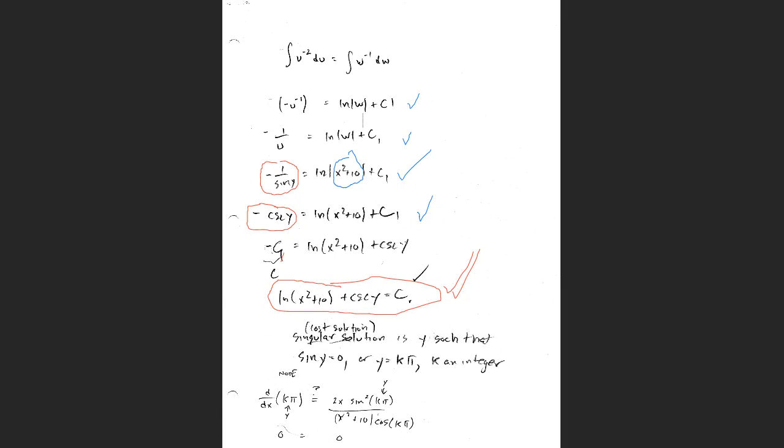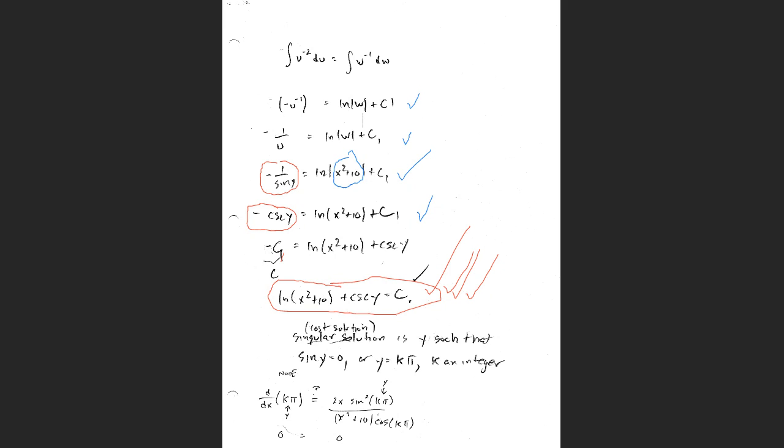Well, now you know where they got it from. And what you're seeing here is an example of where we solved a differential equation. This here is called an implicit solution because we're not writing y explicitly as a function of x. So it's an implicit solution.